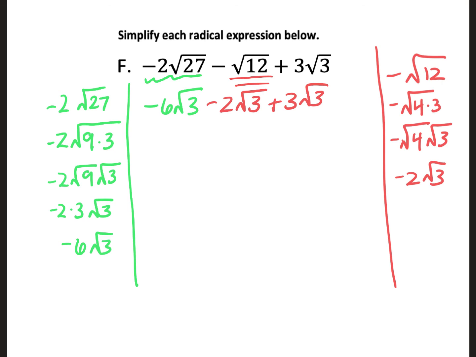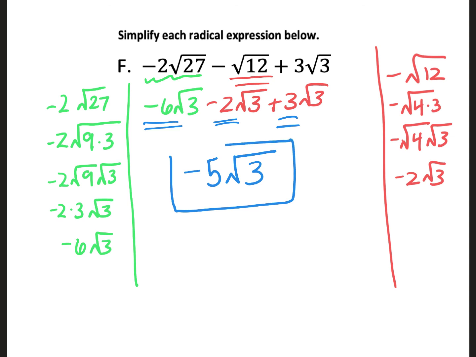This one's great. They all have root 3s, so we can combine them. If I do negative 6 minus 2, I get negative 8. If I add 3 to it, I'll get negative 5. So my final answer would be negative 5 root 3. Again, you're just combining those numbers out front, tack your root 3 on the end.